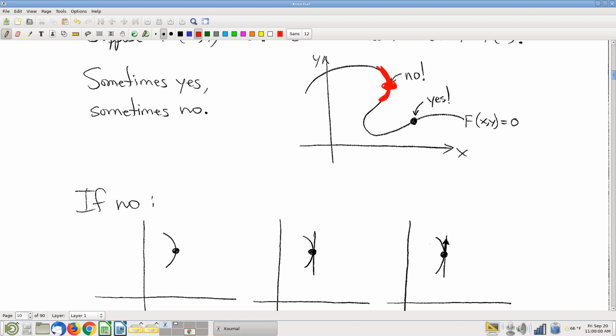I mean, this little piece of curve, you can't view it as a graph, at least not in the y sense, right? And the reason why, bear with me, I'm going to be a little sloppy here, but it's because the curve is wrapping under itself.